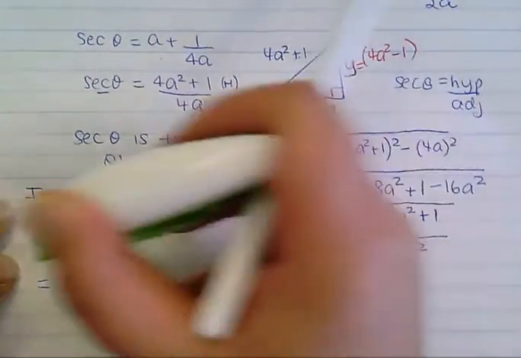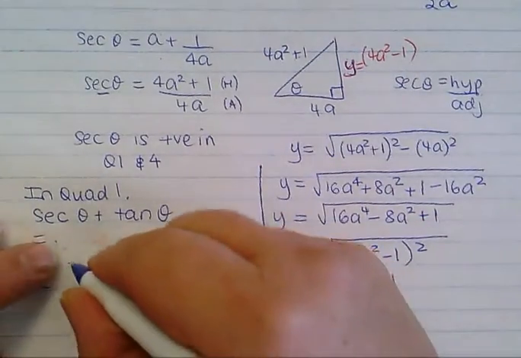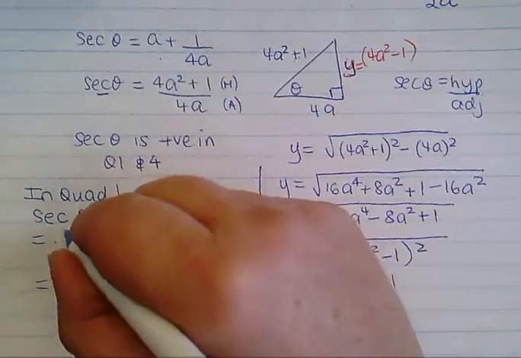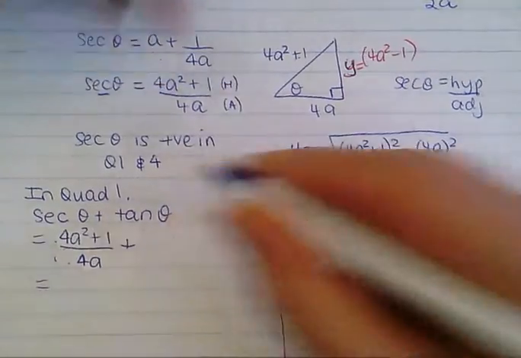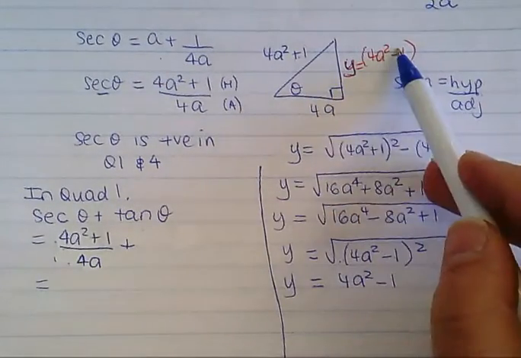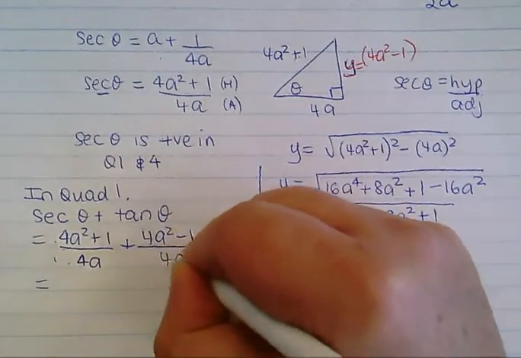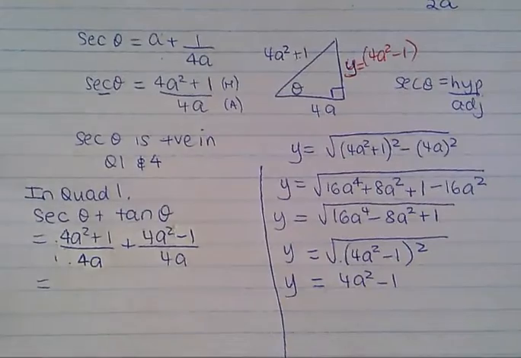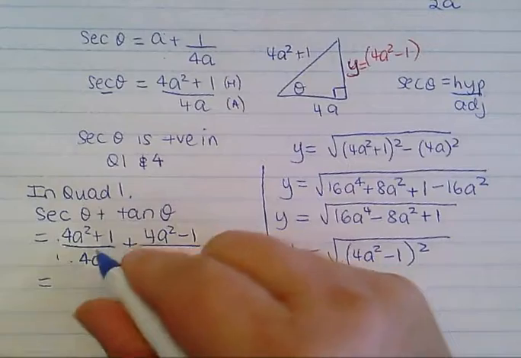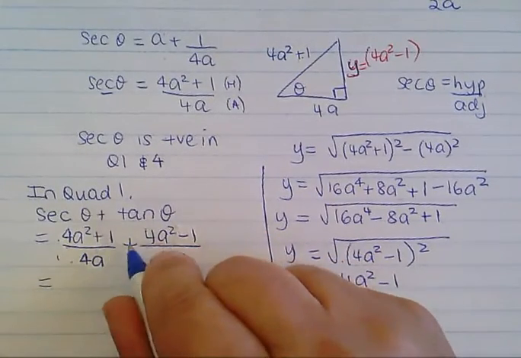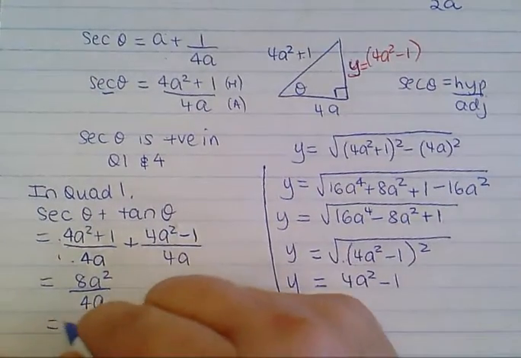Tan is that over that. Let's go 4a squared plus 1 over 4a, that one, plus, what's tan? Opposite over adjacent. 4a squared minus 1 over 4a. Are we good with that? Because sec theta is that, tan theta is that. Okay, so common denominator. 4a squared plus 1 plus 4a squared minus 1. Isn't that 8a squared over 4a, which is 2a?